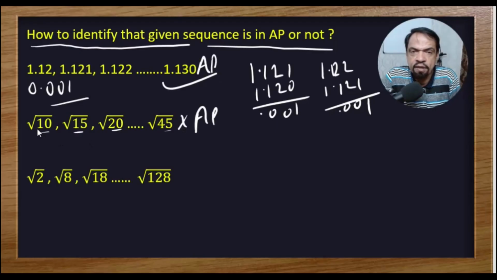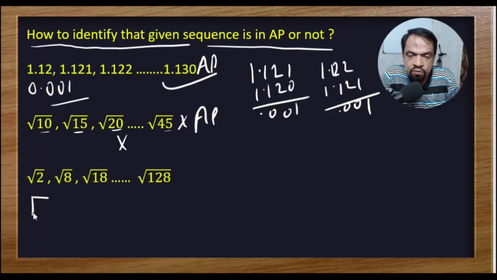It seems to be in AP because of the under root, but 10, 15, when we solve, when we reduce, all numbers have different values, and we will not get the same common difference. So this is not in AP. Now see the next one, root 2, root 8, root 18 and so on, root 128. This seems to be not in AP, but let us check.